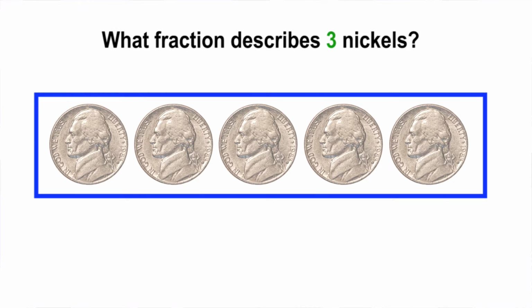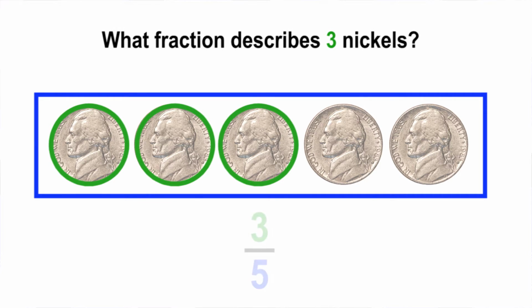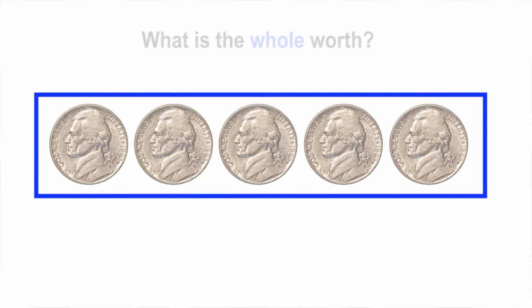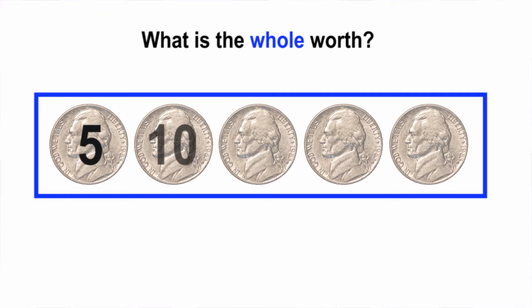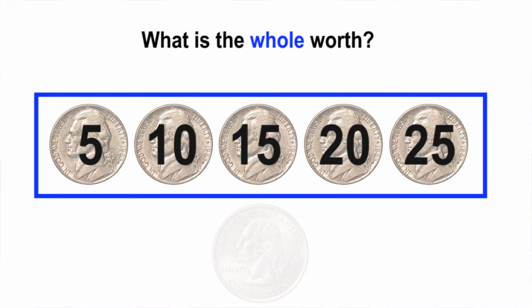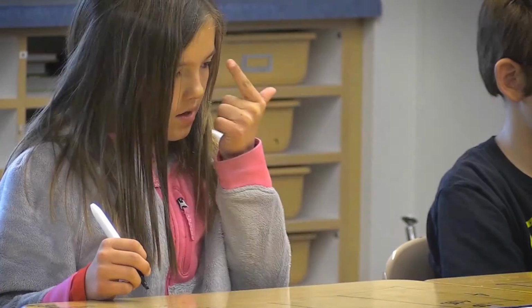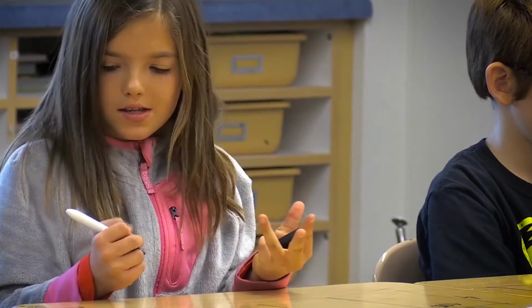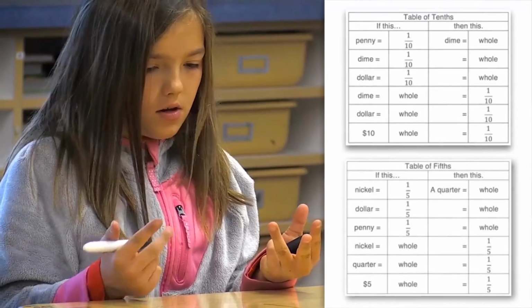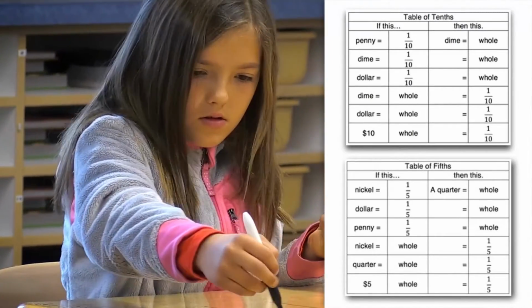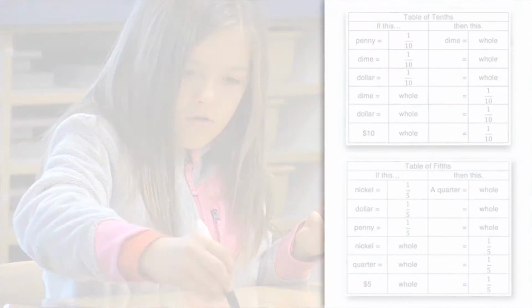What fraction describes 3 nickels? 3 out of 5, or 3/5. What is the whole worth? 5 nickels are the same as 5, 10, 15, 20, 25 cents, or 1/4 of a dollar. Your child will continue to explore and look for patterns of fractional amounts with money using the following charts, 1 for tenths and 1 for fifths.